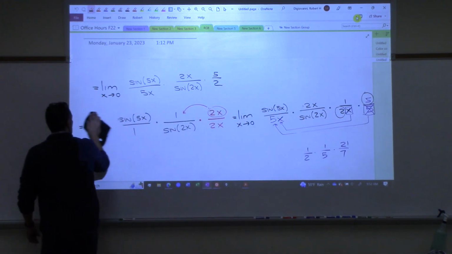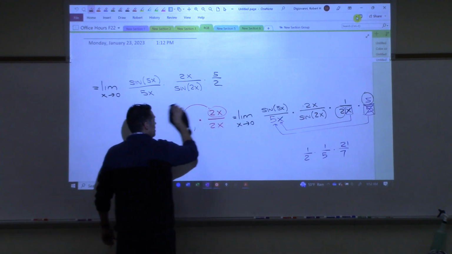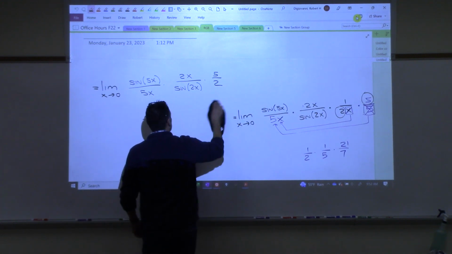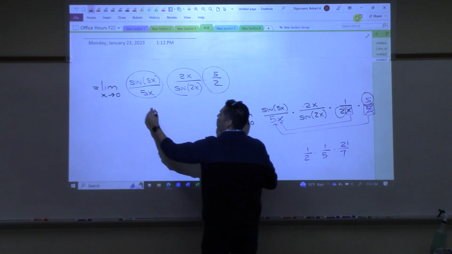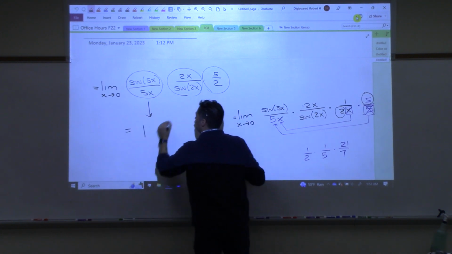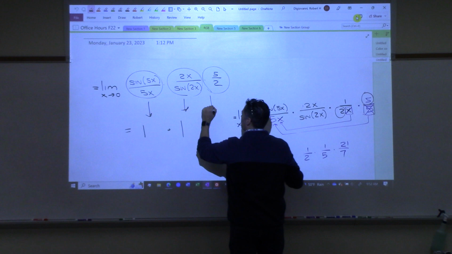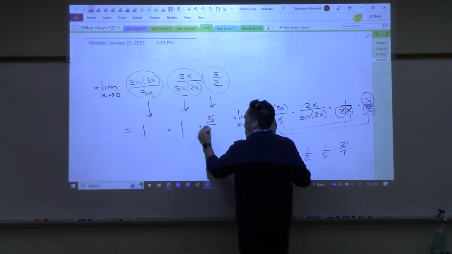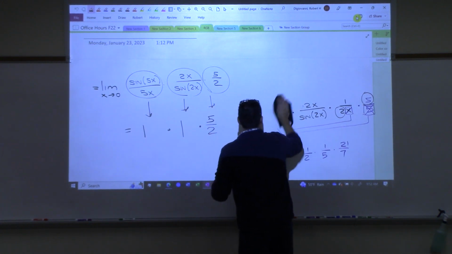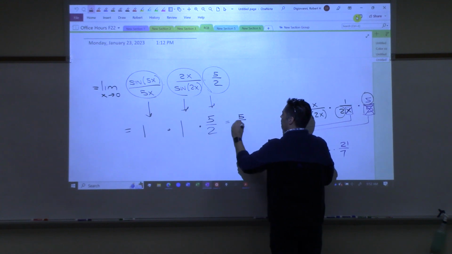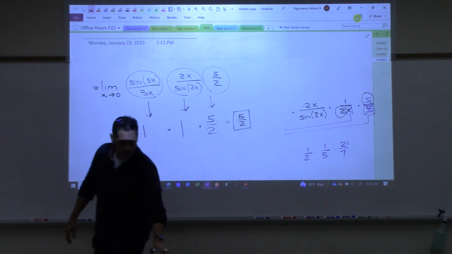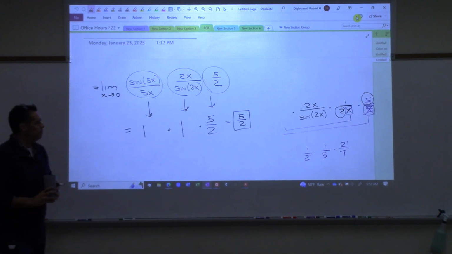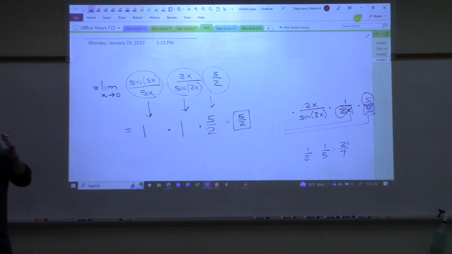And now at this point, I can go ahead and take the limit. I can use the limit law, and I can do each of these limits separately. So what does that go to? 1. This one? 1. This one? It's just a constant, so it just stays a constant. So your answer is 5 over 2. 5 halves. Weird, huh?